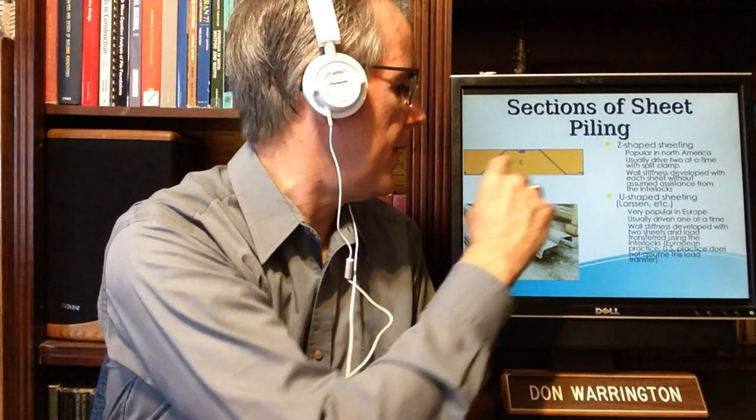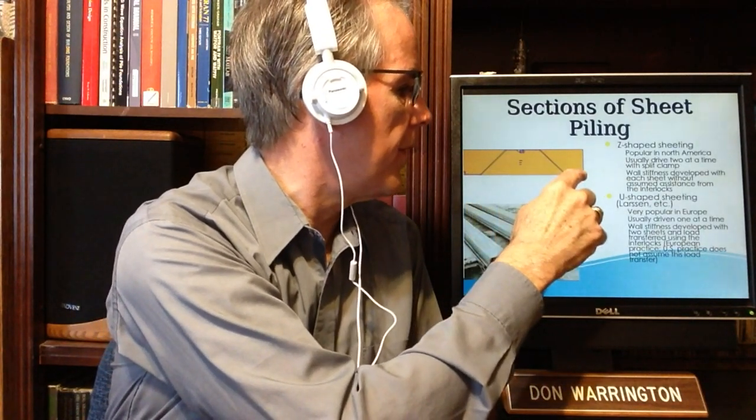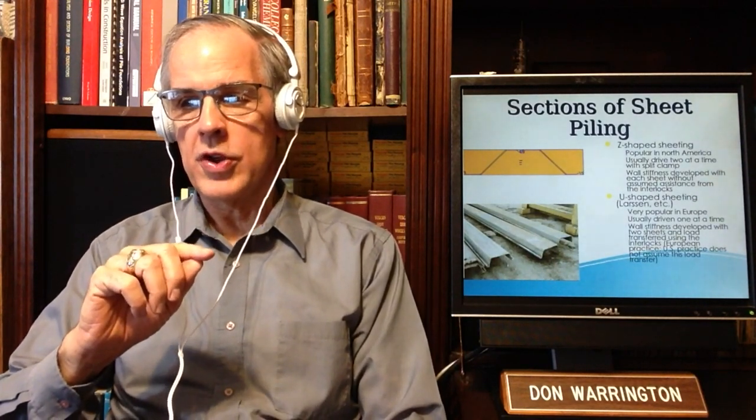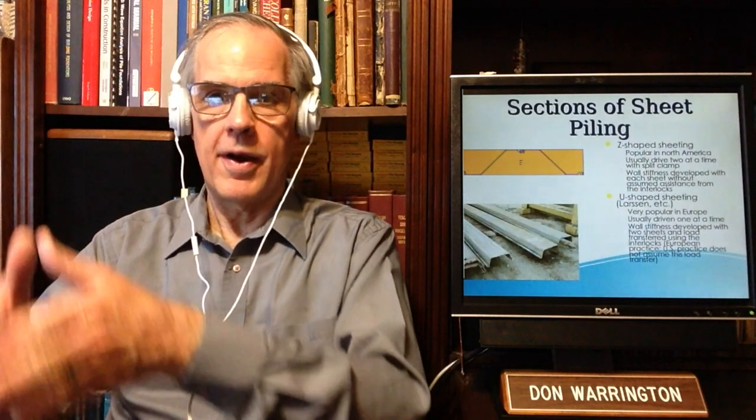Sections of sheet piling. Now you see right here where the business is about the interlocks. This sheet interlocks with the next one, this sheet interlocks with the next one, and so on. That's where the interlocks come in. That's where they're important. For basic sheeting walls, excluding the cellular cofferdam issue, there are two dominant sections. Z-shaped sheeting is popular in North America. Usually you drive two at a time with a split clamp. In other words, you can drive a pair and then the next pair and then the next pair. And that obviously speeds up getting them in the ground.